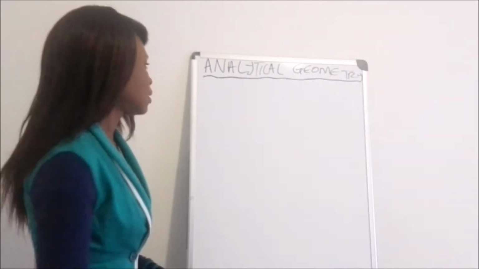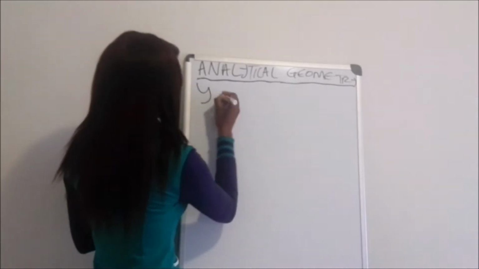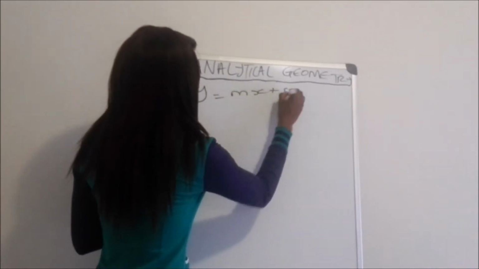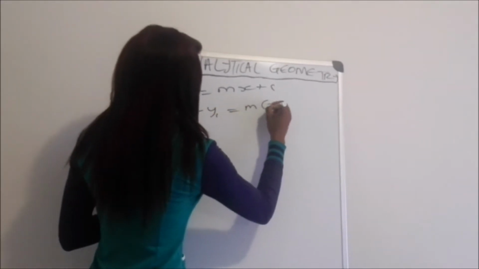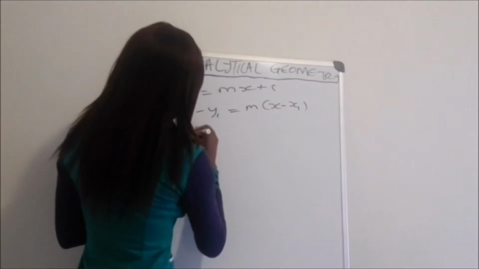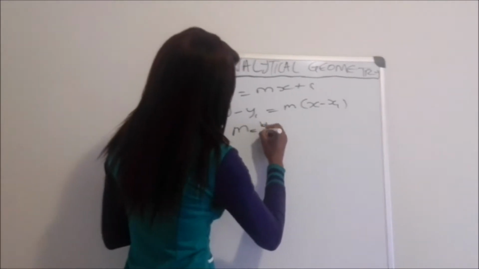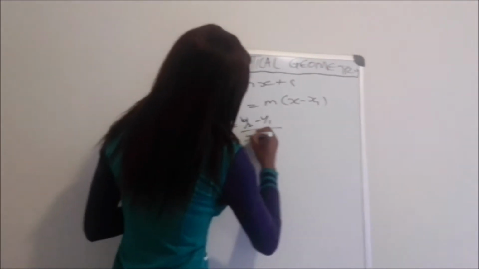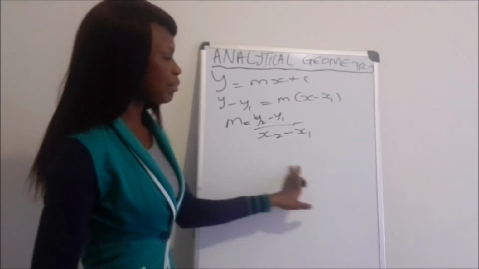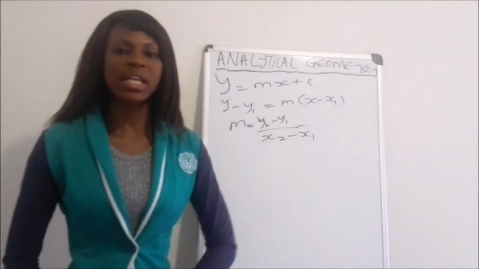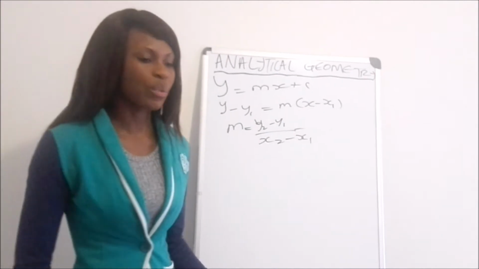Alright guys, let's just jump into the equation. The equations that we have are y = mx + c, and another one is y - y1 = m(x - x1). And to find the gradient, we use (y2 - y1) divided by (x2 - x1). These are the three most important equations that we will be dealing with when we will be answering a question.